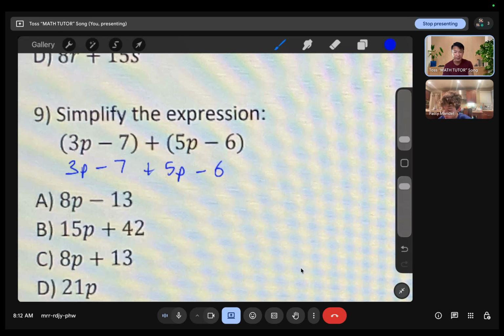For a different reason, they emphasize it so that they belong together for something else. This particular problem can be coming from somewhere else, like another problem, and then you simplify and you get this. Or they just do it randomly to see if you can actually pick out the like terms. So what I'm saying is that it does not have to have the parenthesis at all.